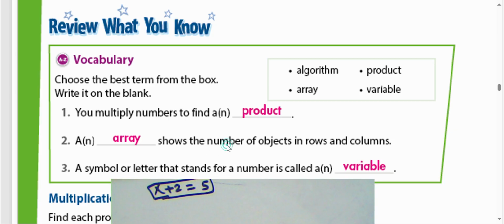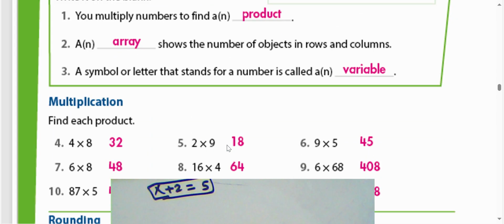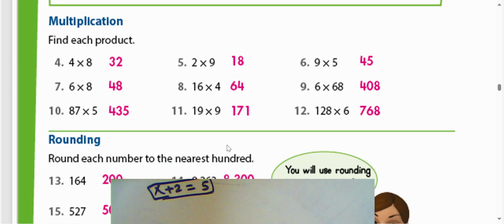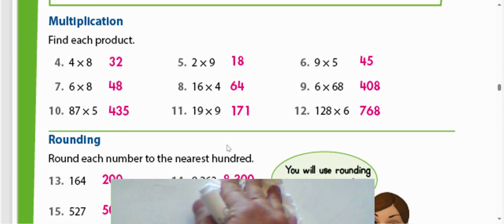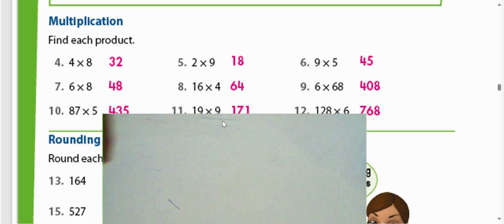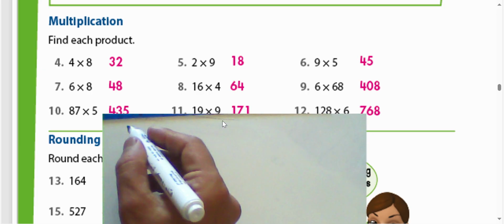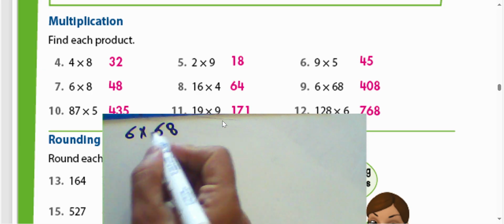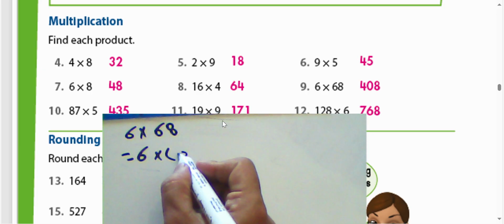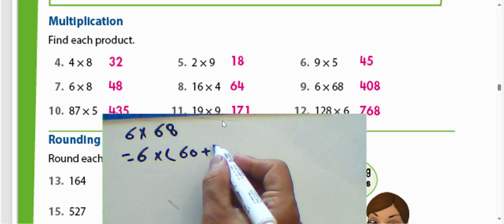Next question. Multiplication, review with me. 4 times 8 equals 32. 2 times 9 equals 18. What about 6 times 68? We can use the distributive property here to find the result. Like this, 6 times 68. You can write 6 times 68 as 6 times 60 plus 8.